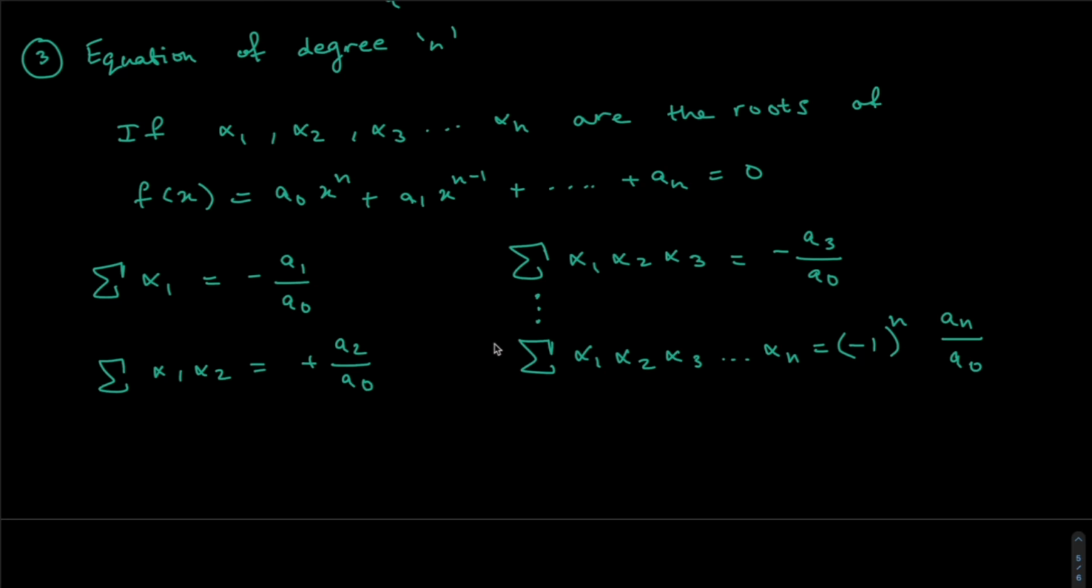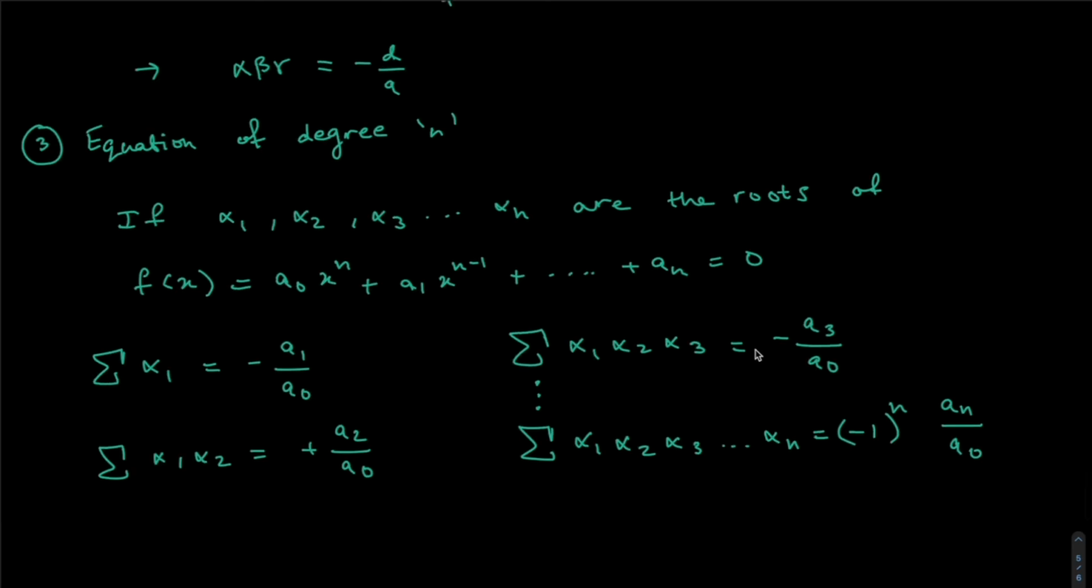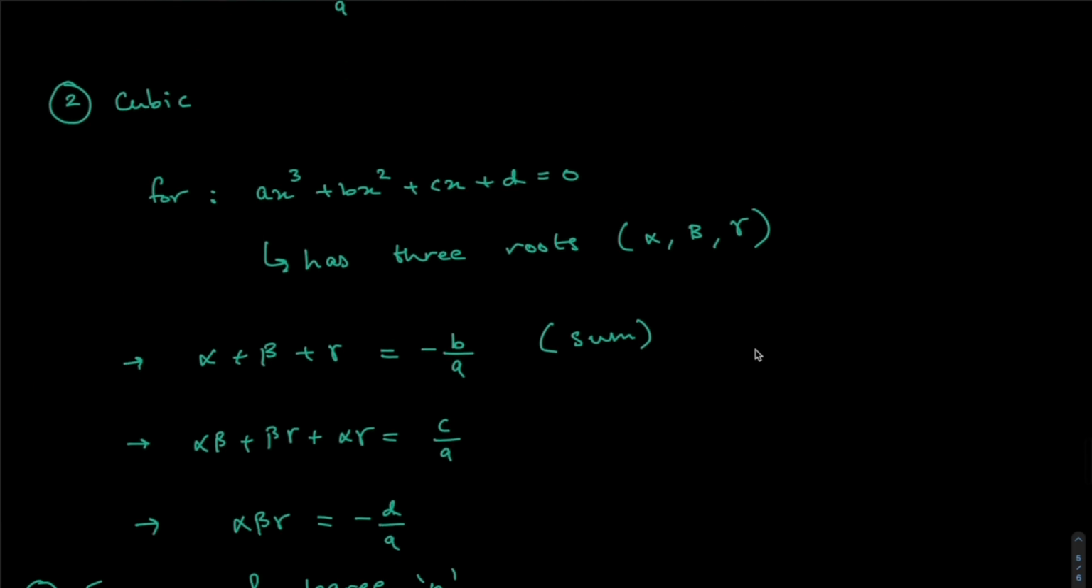So if it's a quadratic where the degree is just 2, basically we have ax squared plus bx plus c, so n is equal to 2. In that case the product is minus 1 whole squared, which is actually a plus. That is why we have a positive sign when we do alpha times beta, which I showed you in the previous example. So these are the few properties that you should be aware of moving forward.